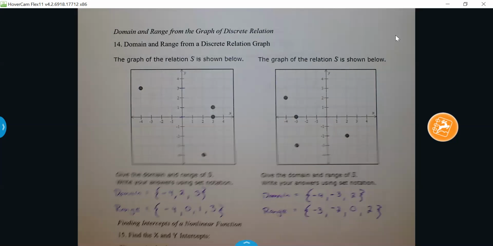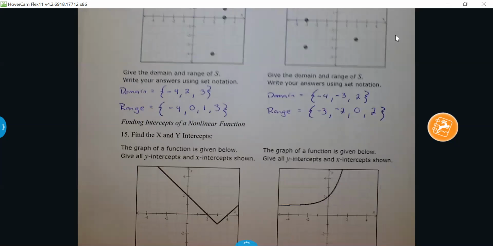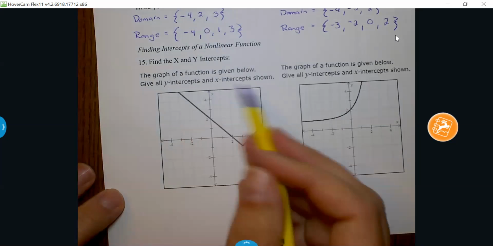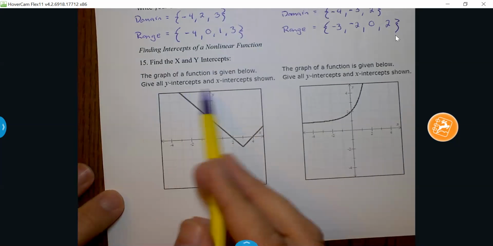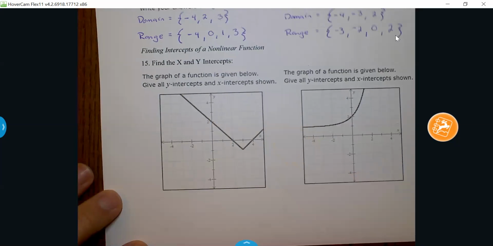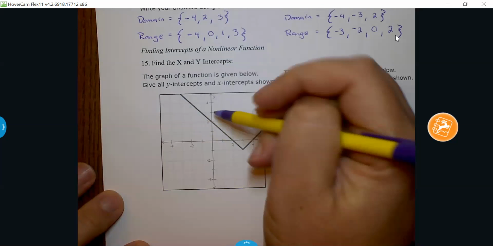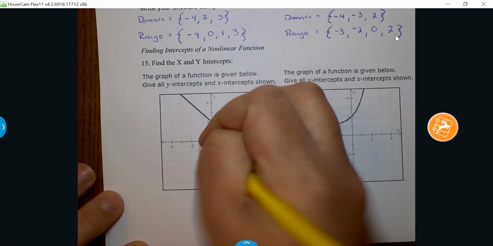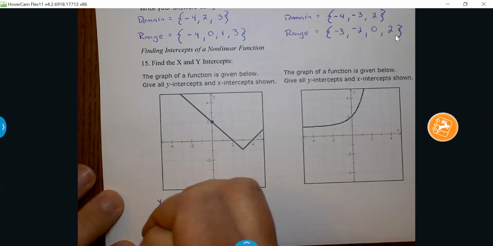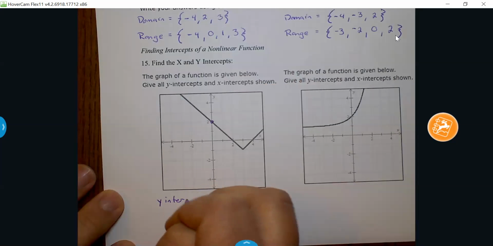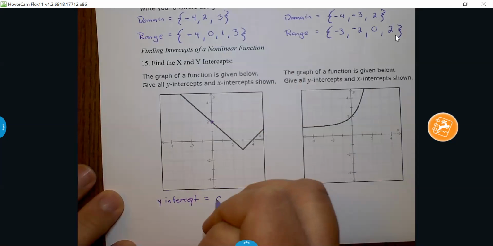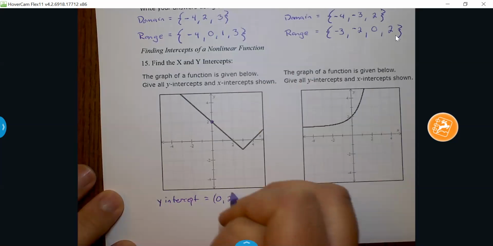Our next topic, we are talking about x and y intercepts. Pretty easy stuff here. It says the graph of a function is given below. Give all y intercepts and x intercepts shown. So let's start with our y-intercept. That's where we cross our y-axis. Our y-intercept is right here. So we have a y-intercept at the point (0, 2).